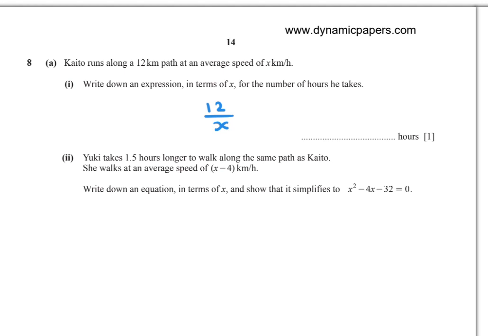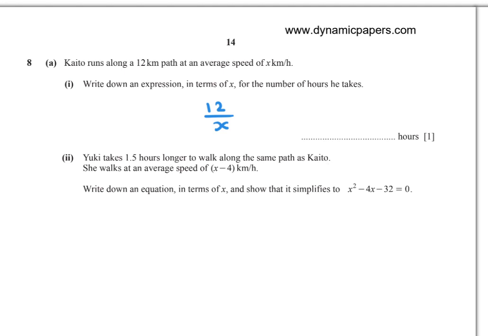Part (ii): Yuki takes 1.5 hours longer to walk along the same path as K2. She walks at an average speed of x minus 4. Write down an equation in terms of x and show that it simplifies to x² minus 4x minus 32 equals 0. The difference between their times is 1.5. So the time for Yuki is 1.5 longer than the time for K2.